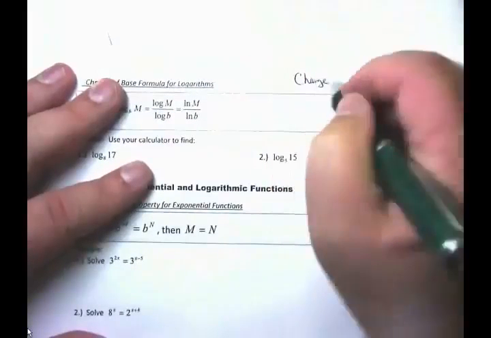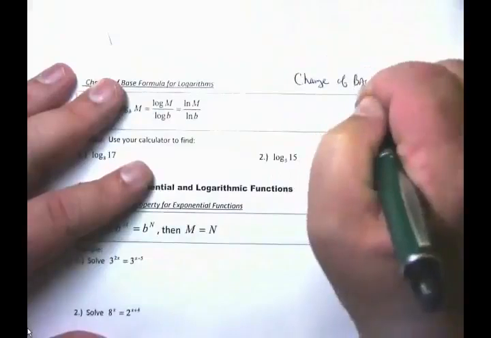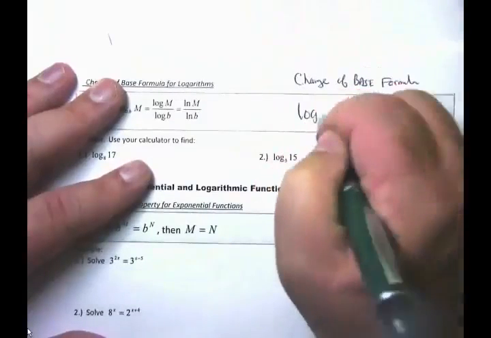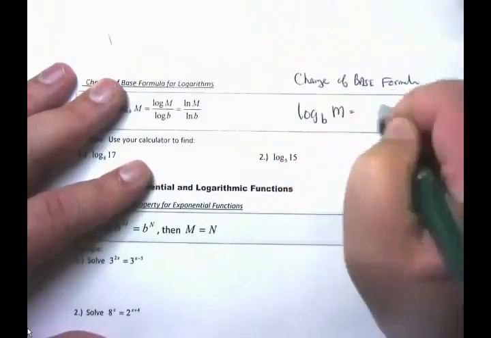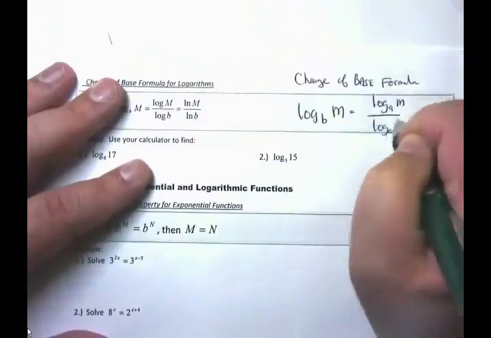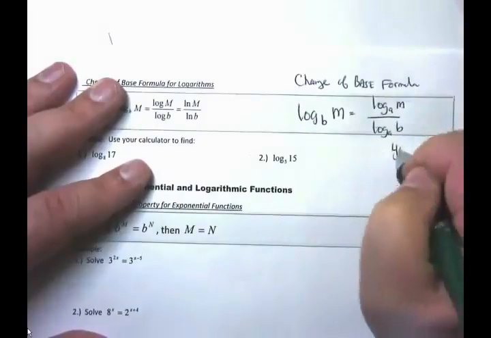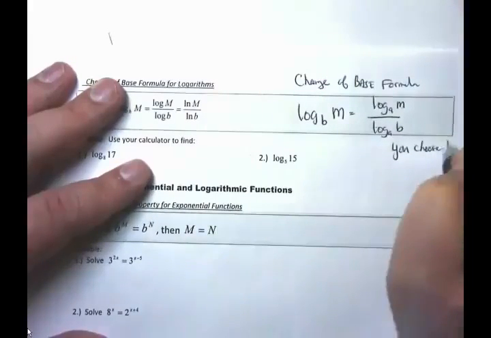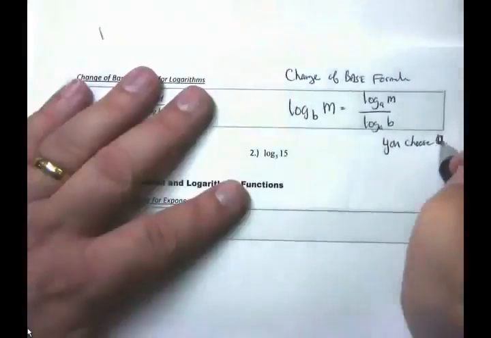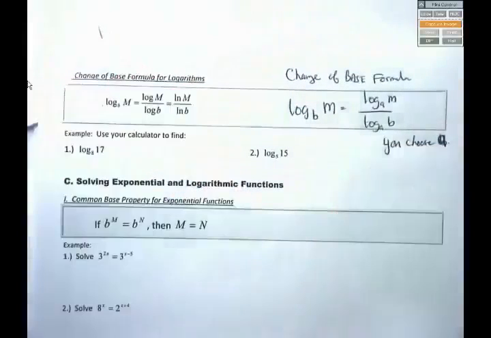And here's the real change of base formula. It's used for calculators mainly. Change of base formula. And it says this. If I have the log base b of m, that's equal to the log base a of m over the log base a of b. You choose b. You choose a. A is the base. You get to choose this new base a.